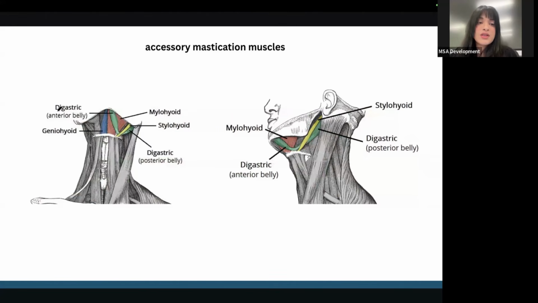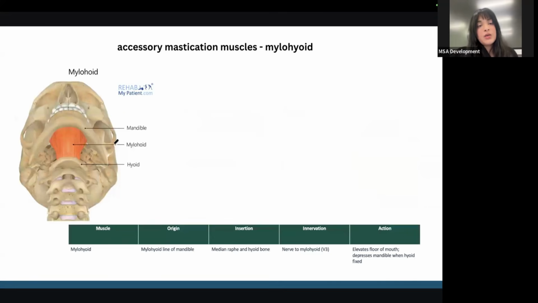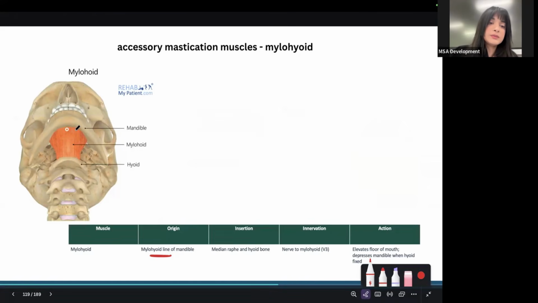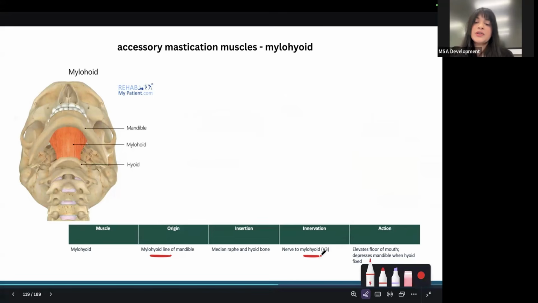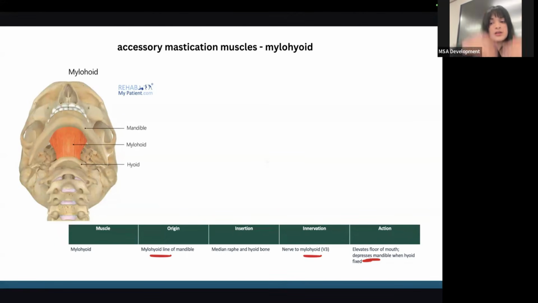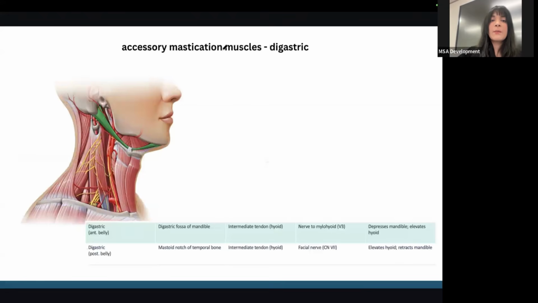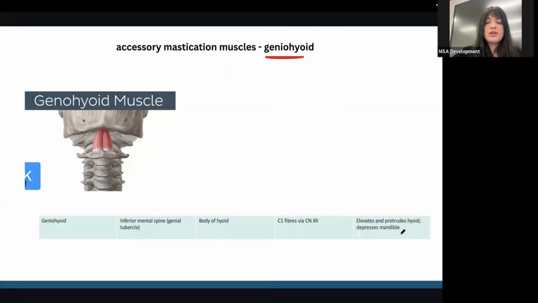Okay, the accessory mastication muscles, you need to know digastric, mylohyoid, stylohyoid, and geniohyoid. Mylohyoid is here. It originates from the mylohyoid line of the mandible over here, and it inserts into the median raphe and the hyoid bone. Innervation is nerve to mylohyoid, which is V3 again. The action is elevates floor of the mouth, depresses mandible. So just focus on the action of all the accessory mastication muscles. They're all depressing. Mylohyoid is depressing the mandible, digastric is also depressing the mandible, and geniohyoid is also depressing the mandible.